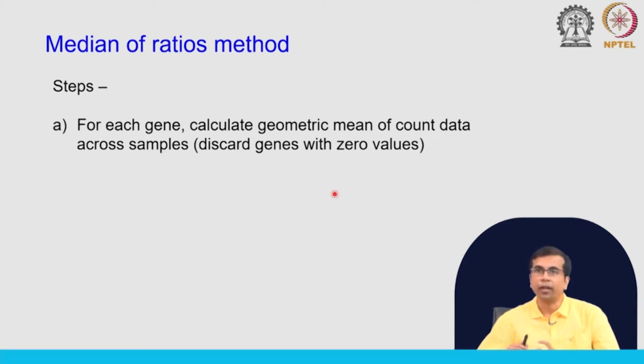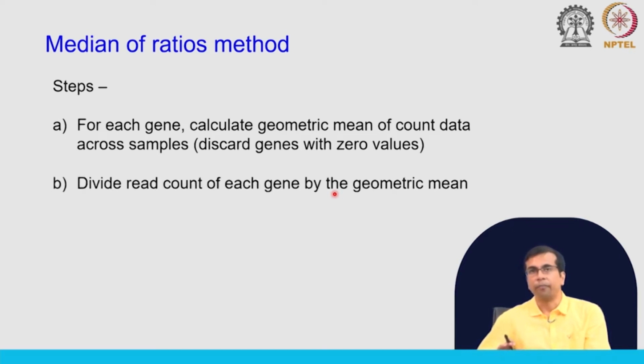So, we are looking at count data for each gene across samples and then we calculate the geometric mean. Of course, in some cases if you have 0 values, the geometric mean would be 0. So, for genes where we get the geometric mean to be 0, we just discard them for the subsequent analysis. So, this is the first step.